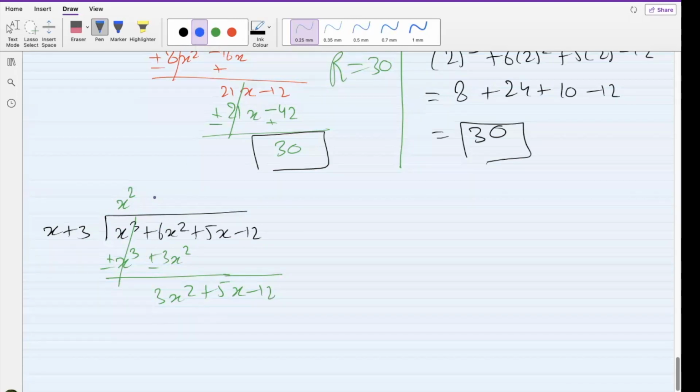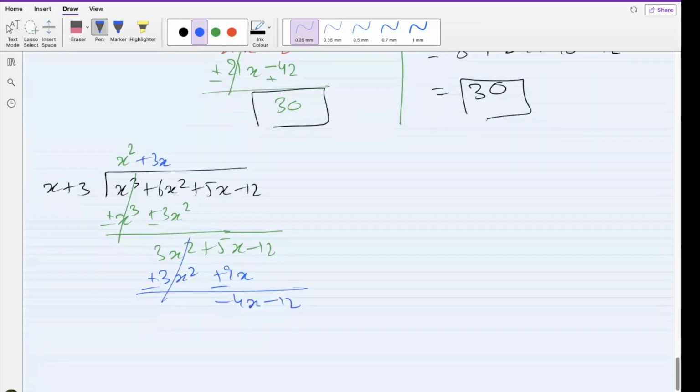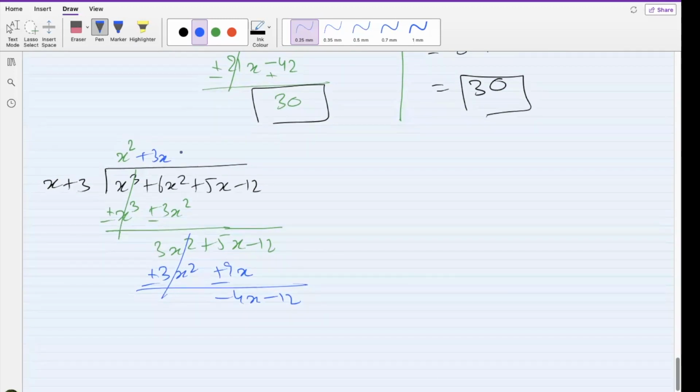Second step, to get 3x square, we multiply it with 3x. So this is 3x square, 3 into 3 is 9x. We change the signs and subtract. Minus 4x minus 12. To get minus 4x, we multiply it with minus 4. So minus 4x minus 12. Change the signs and the remainder is 0. This was method A.